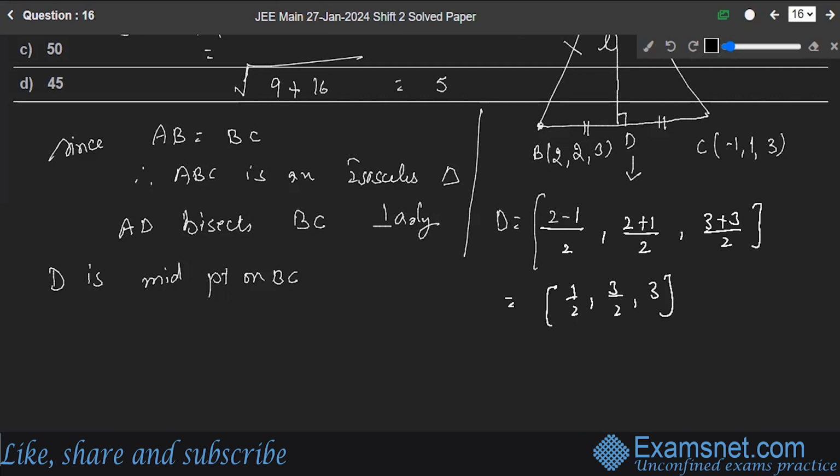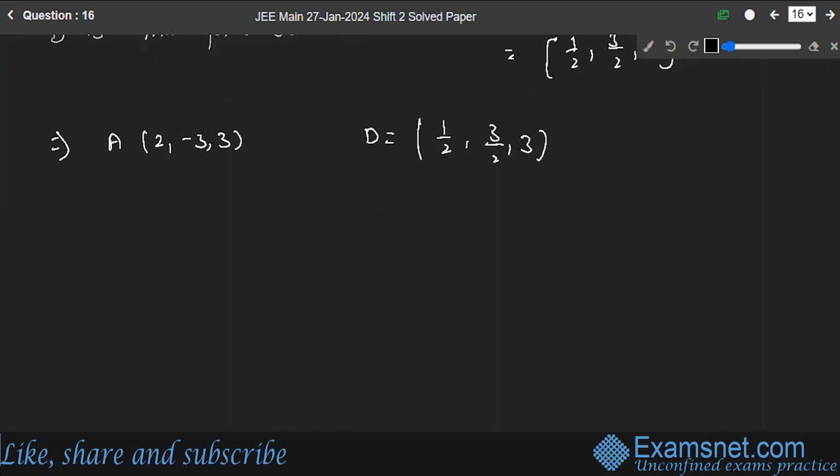So these are the coordinates of D. Now we have already the coordinates of A given as (2, -3, 3). We have the coordinates of D as (1/2, 3/2, 3). Now let's find out the length of AD, that is equal to L.